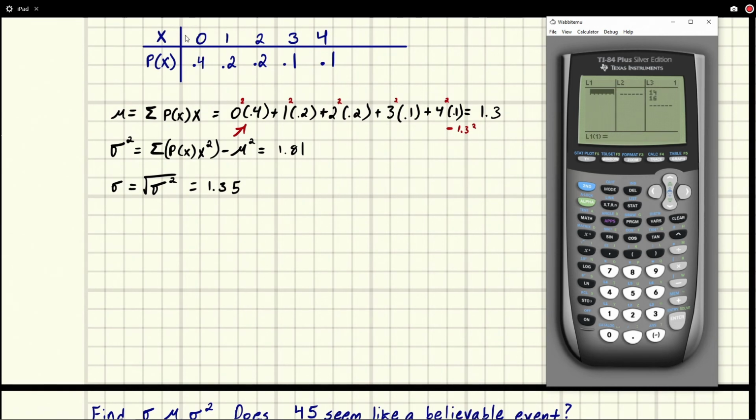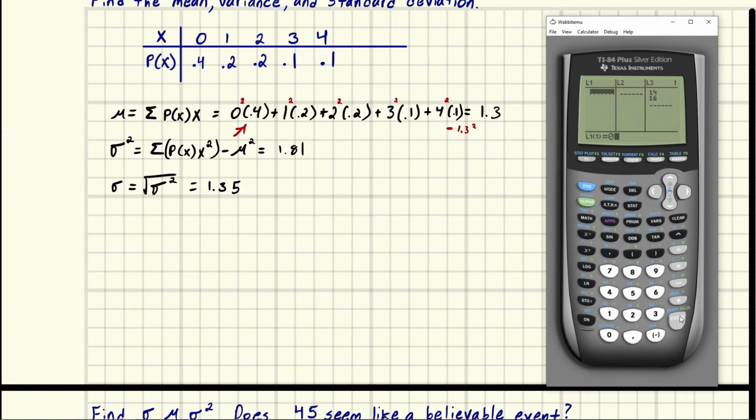Great. So first we want our x values. So we have the numbers 0 through 4. So 0, 1, 2, 3, 4. And then we have our probabilities, which is 0.4, 0.2, 0.2, 0.1, 0.1. Okay, so we just check 0 through 4. That's fine. 0.4, 0.2, 0.2, 0.1, 0.1.